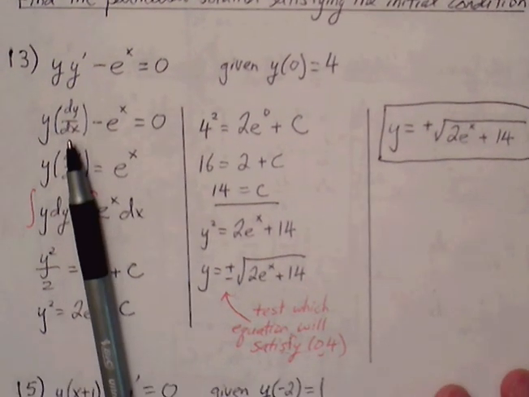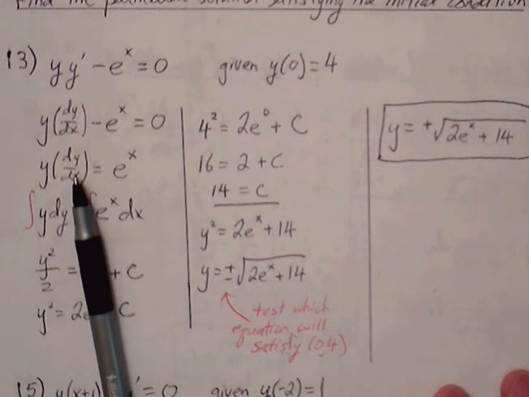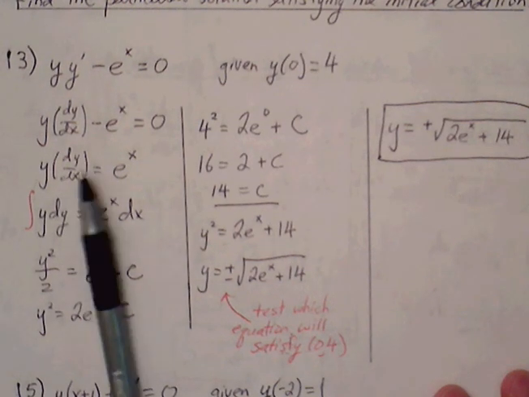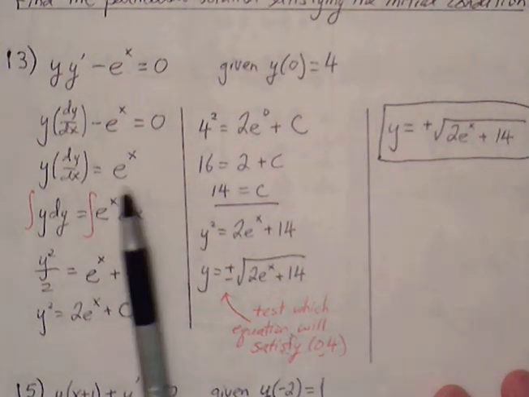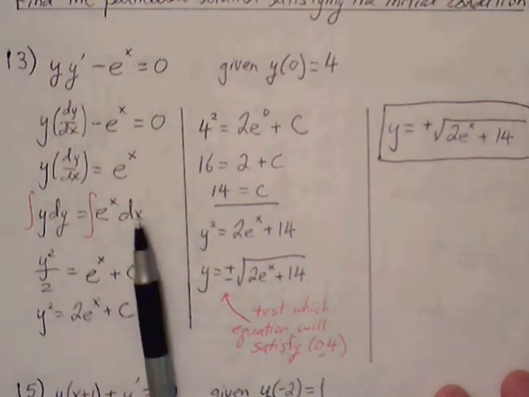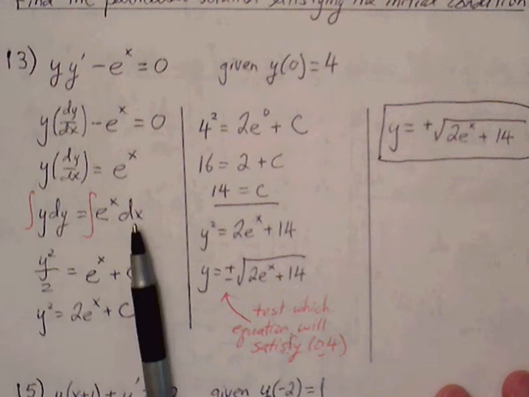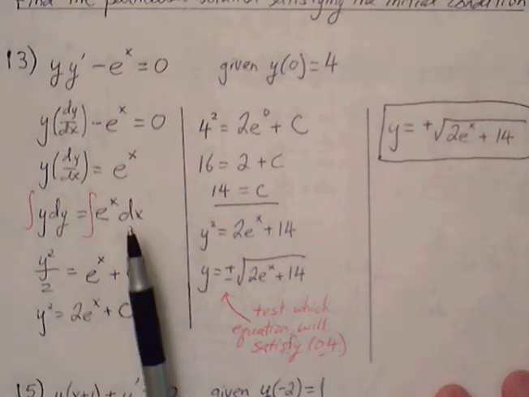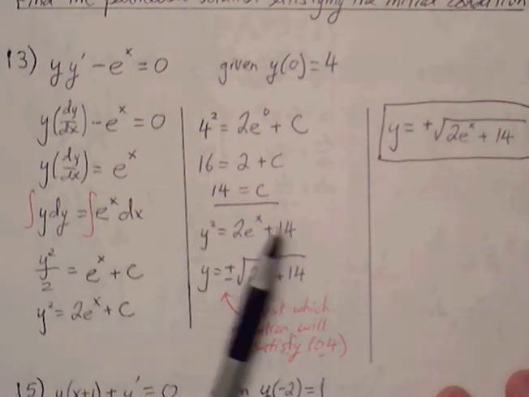Replace y prime with dy over dx and start separating the variables. So I'm going to move the e to the x to the right. The y and dy will stay on the left. Multiply the dx to the other side. So we can take the integral of both sides now that we have the y's and the x's separated.